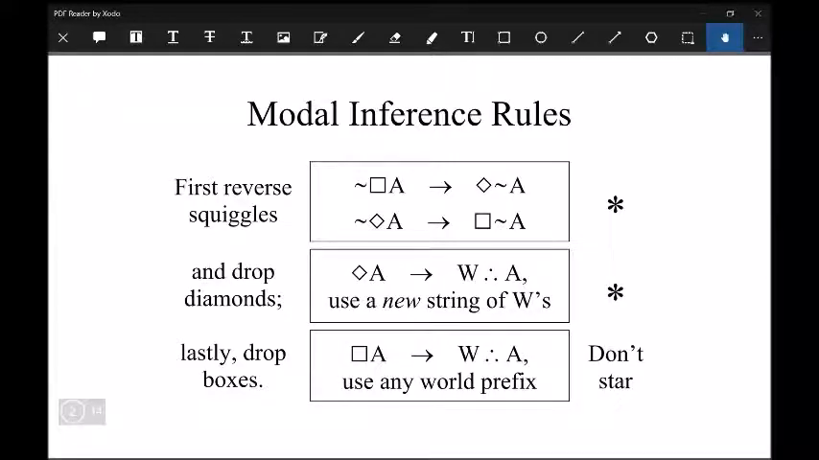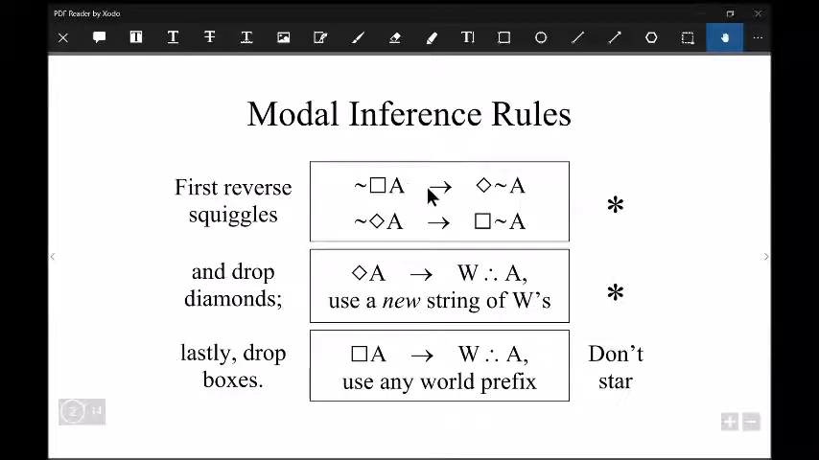You have 4 new inference rules. First of all, you reverse squiggles. So if you have not necessary something, therefore possible not, or not possible A, therefore necessary not A. To use these, you have to have not necessary or not possible start the whole formula. The rest of the formula could be big. So you can't use these if the not possible or the not necessary is inside parentheses.